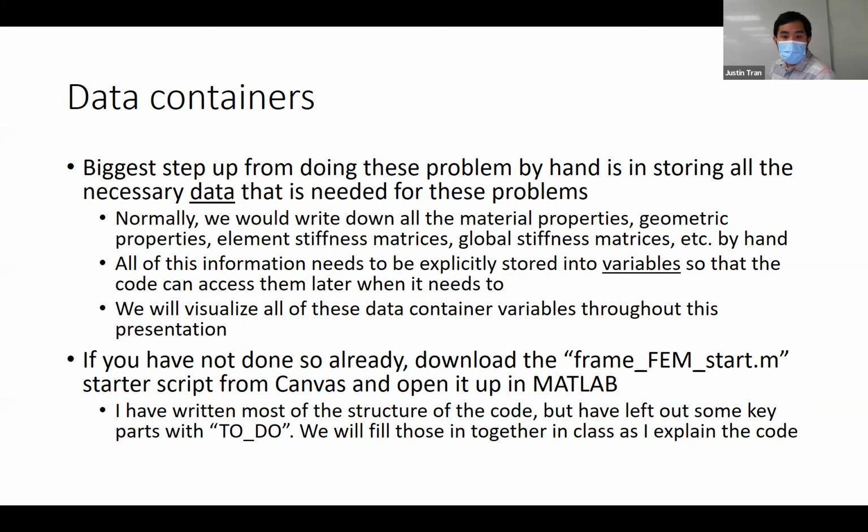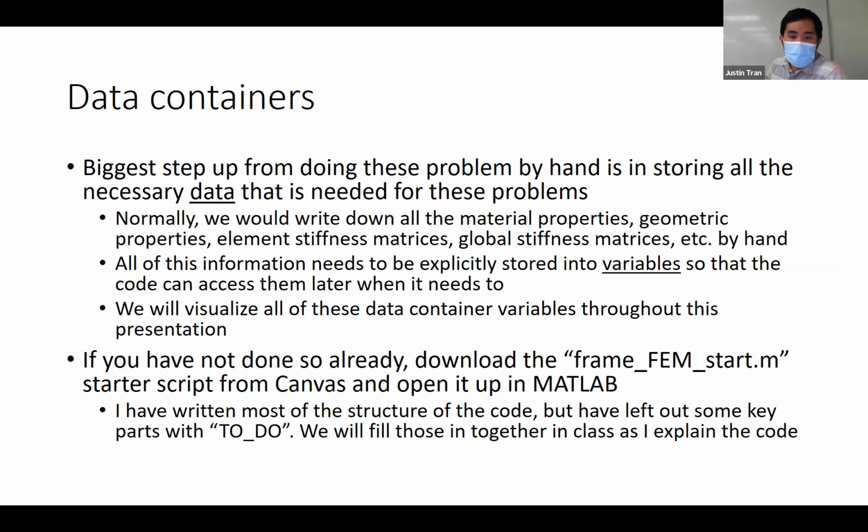And so in particular, normally what we would do for these problems is that when we take things like the geometric properties and the material properties, we would write those down by hand and compute those on the fly. The difference here is that, for the code, we have to store all of this data into variables so that the code can access them later on.